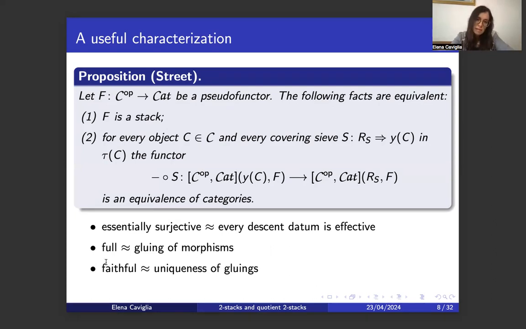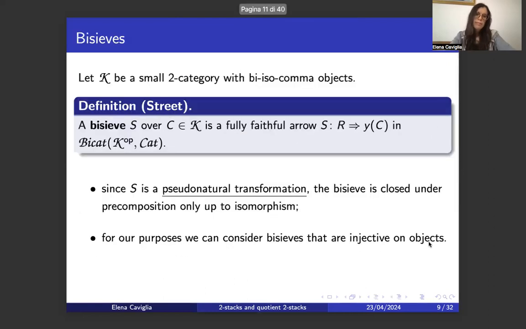Then the fullness of this equivalence of categories is saying that we have gluing of morphisms, and the faithfulness is saying that we have uniqueness of gluings. And this is really important because this is what we will do one dimension higher for 2-stacks. So now we can move one dimension up.